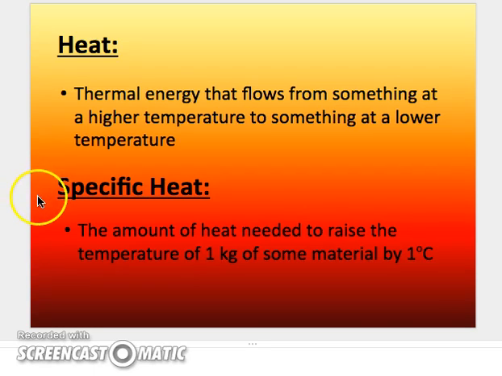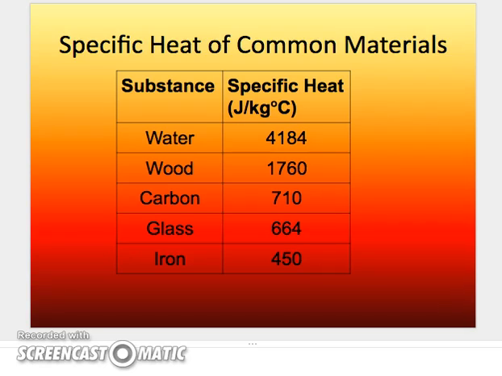Okay? Specific heat is the specific amount of heat needed to raise the temperature of 1 kilogram of some material by 1 degree Celsius. That is specific heat. And next we're going to take a look at some different substances and their specific heats. Okay, here are some common materials that we use on a regular basis. We've got water, wood, carbon, glass, and iron, and their specific heats.